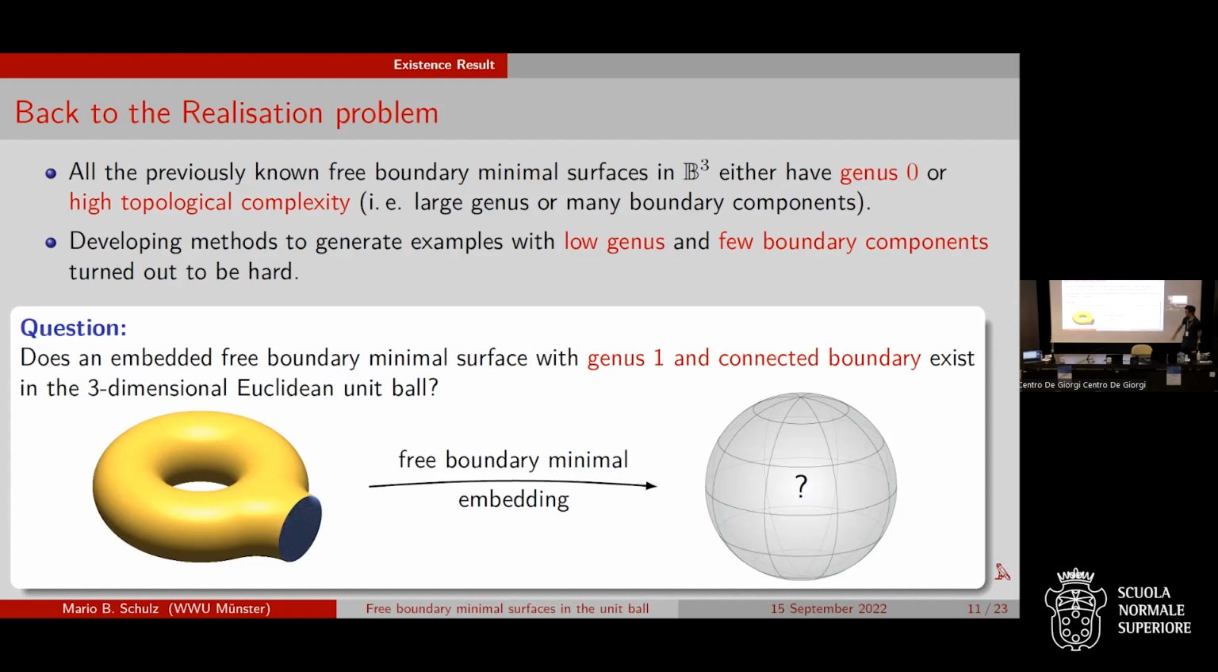If you look at this genus 1 surface with connected boundary, like here on the left, it seems implausible that you can somehow deform it to a free boundary minimal surface. But nonetheless, you can. So this is our main existence result.